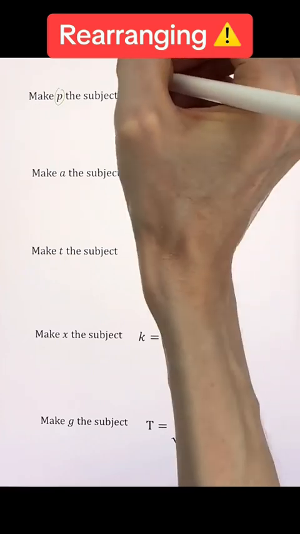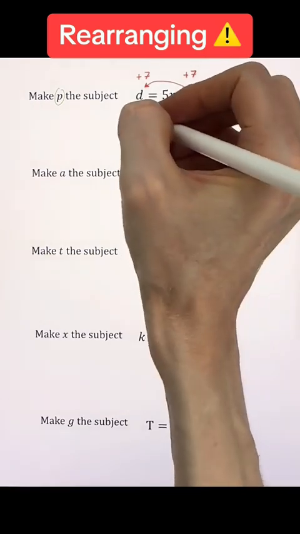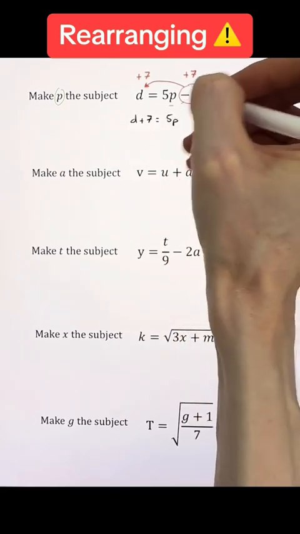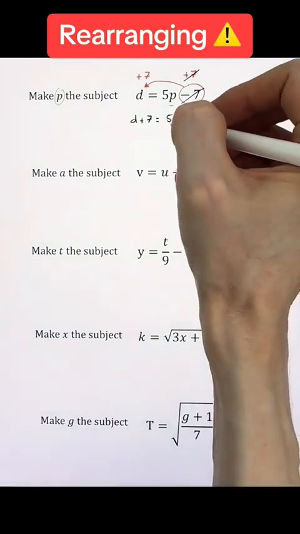So the opposite of -7 is going to be add 7 to both sides. On the left-hand side, I now have D plus 7. And on the right-hand side, I'm simply left with 5P, as I know -7 add 7 will cancel. I don't want 5P. Well, 5P in algebra means 5 multiplied by P.